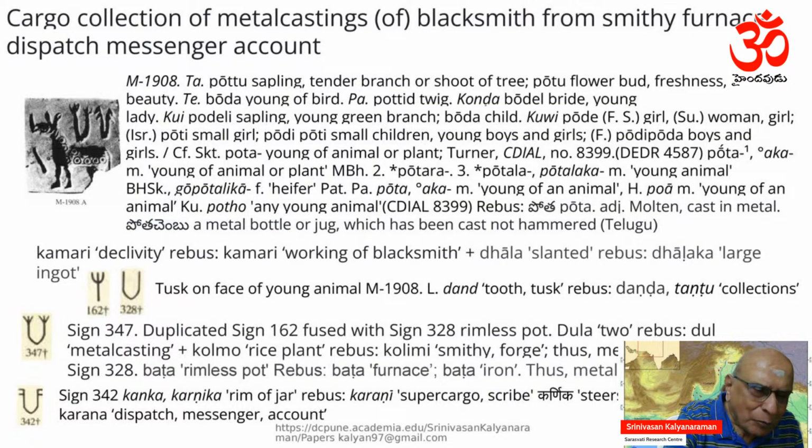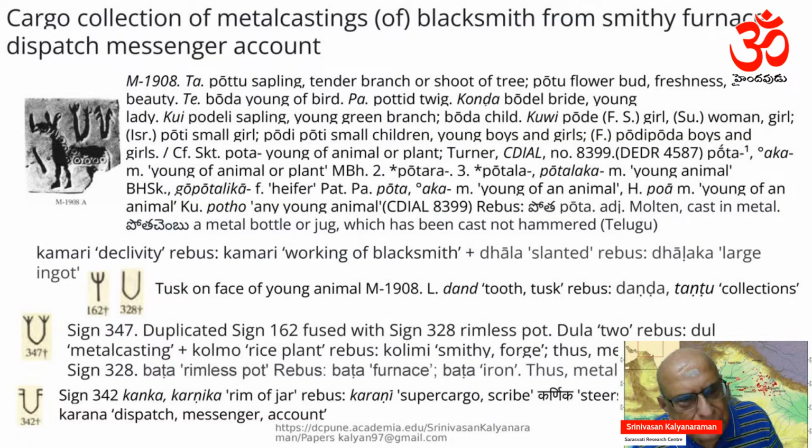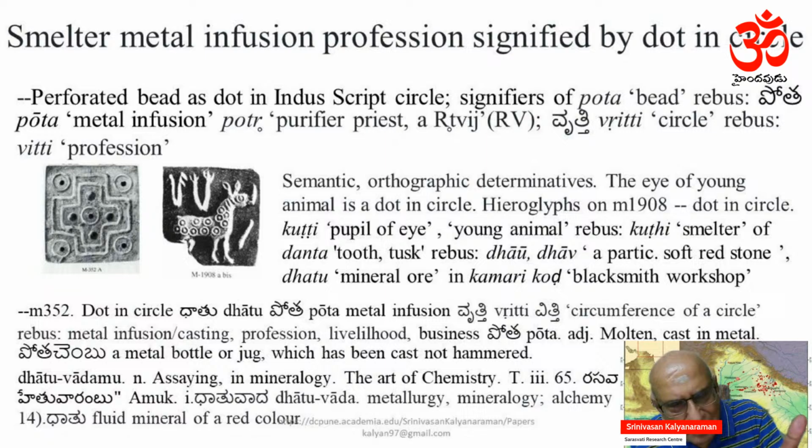Circles on the Pota, young animal, Pota, metal infusion, Telugu, metal casting, metal pouring. Next, please. Pota. Animal is Pota. Potaraju. Potavritti, smelting profession. Producing dotted circle, Kana. Drop, dew, or Kana, wealth, goods, possessions. Or Dhatu Vritti. Dhatu Pota. Dhatu what? Metallurgy, mineralogy, alchemy. Next, please.